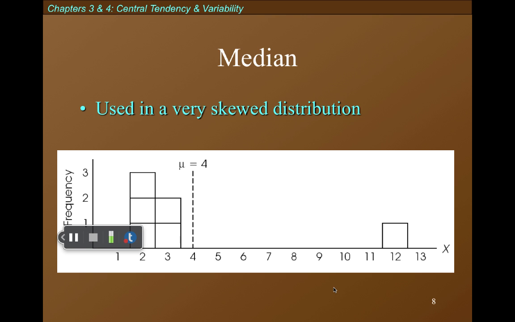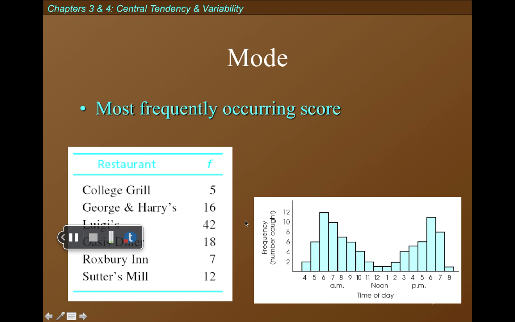So the median in this case would be a 2.5 because two people made a 3, one person made a 12, and then 3 people made a 2. So halfway between the third and the fourth score would be the median. So that would be a score of 2.5. So that is a skewed distribution.